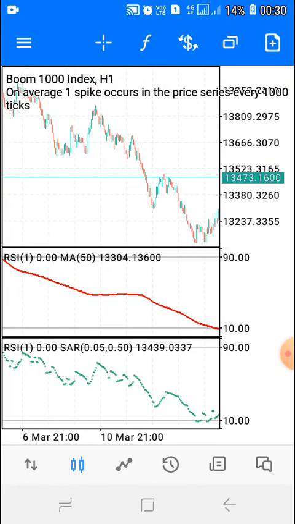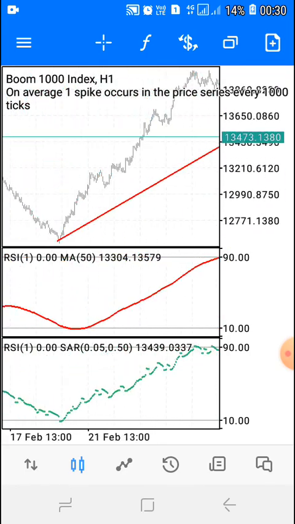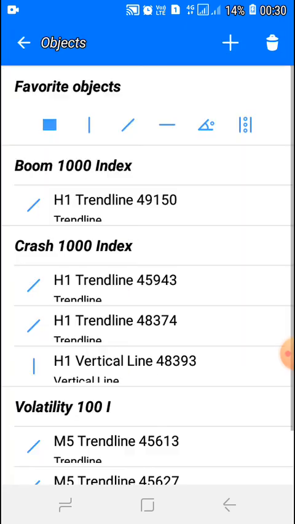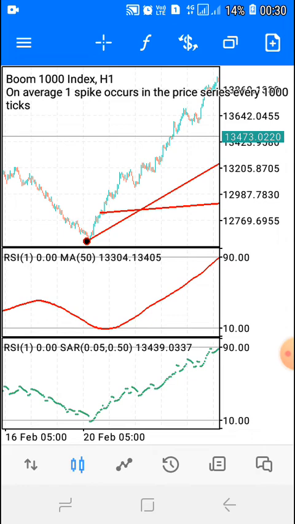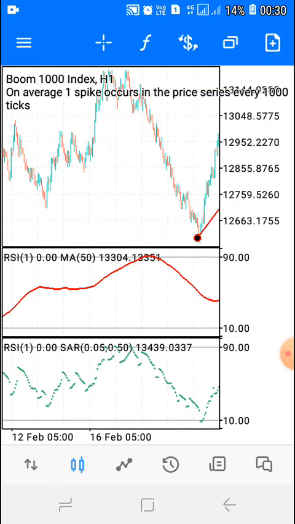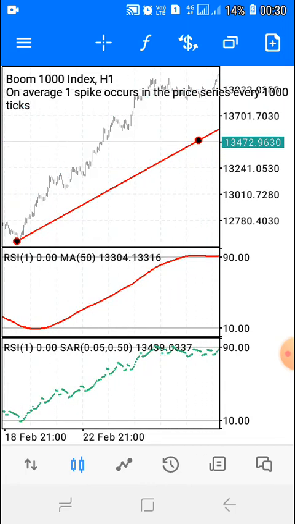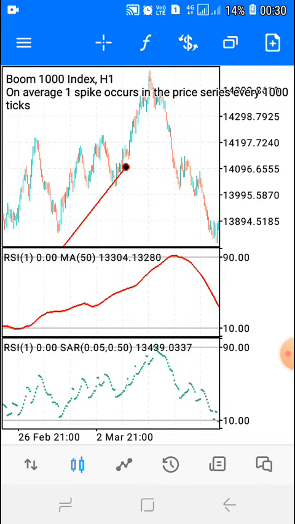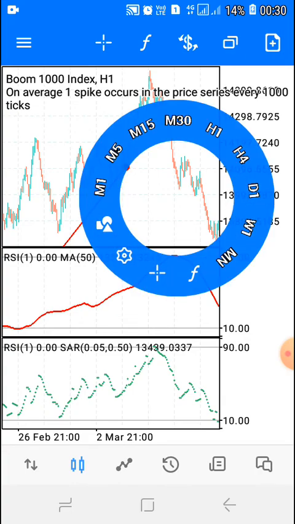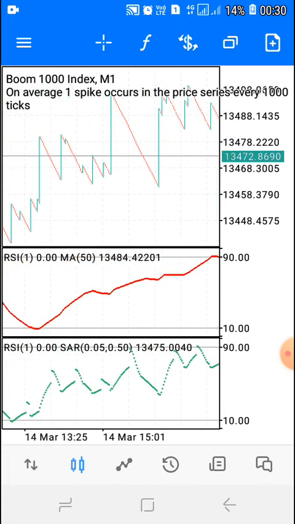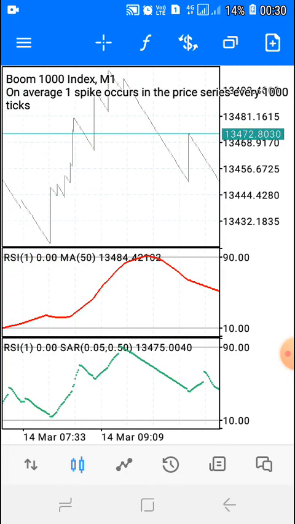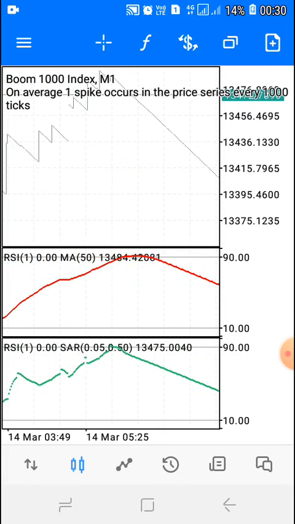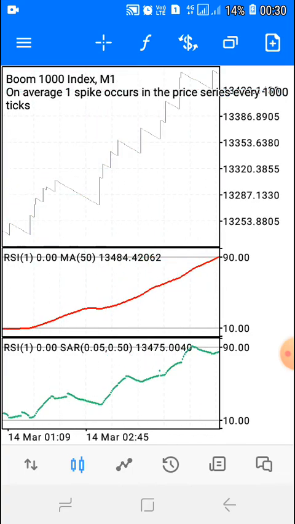But let's say, for example, Boom 1000 is moving in an uptrend like this. Check this out. Let me just remove that one. Let's say Boom 1000 is moving in an uptrend. Look at this. You are not going to use a strategy, because if you use it, what will happen is the moving average is going to come to the 90 level, right? The parabolic SAR is going to come to the 90 level, and you're going to think you are supposed to take a sell, but as soon as you take a sell, a spike will occur.